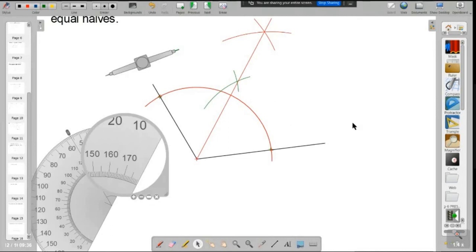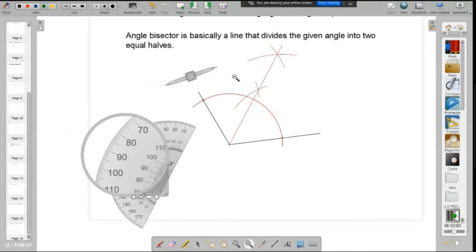Okay, now this ends this concept of drawing an angle bisector, okay, using compass.